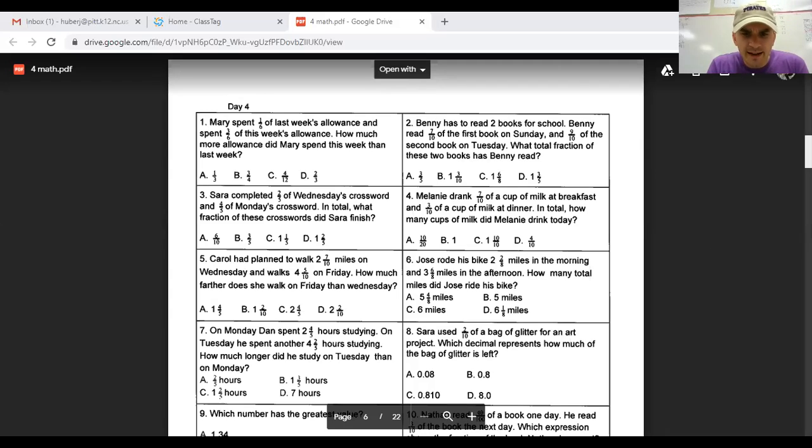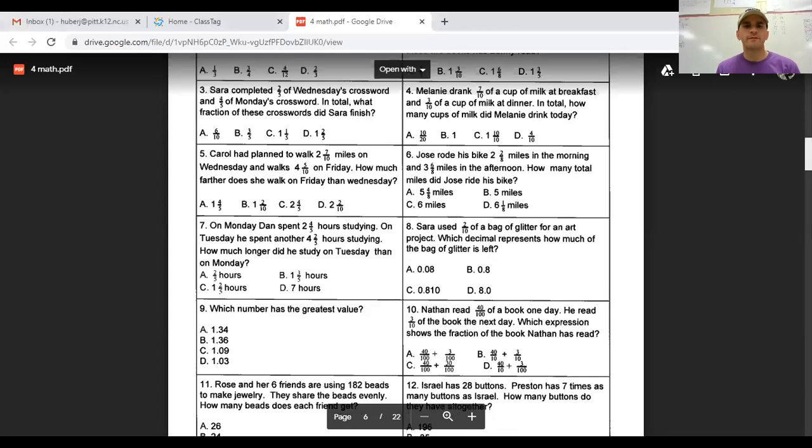We got, on Monday, Dan spent 2 4/5 hours studying. On Tuesday, he spent another 4 2/5 hours studying. How much longer did he study on Tuesday than Monday? How much longer is the same as how much further? How much farther? How much more? So you know you've got to subtract on this one as well.